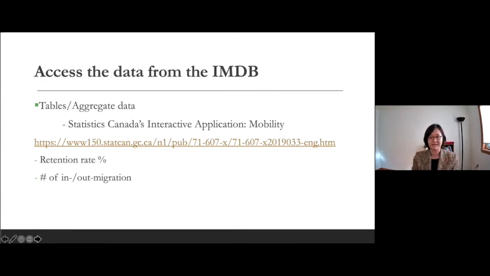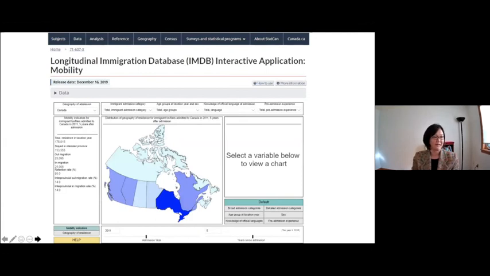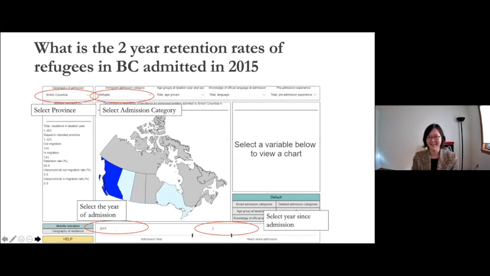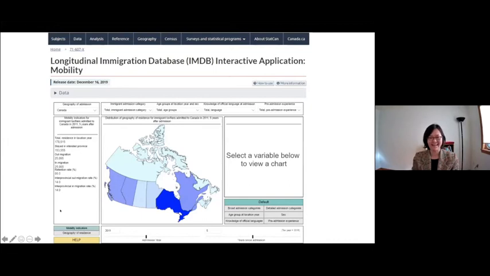So now when you click this link, next slide, this is the landing page. This is the interactive app for the Longitudinal Immigration Database mobility series provided by Statistics Canada. On the landing page, it shows first the number of the immigrant tax filers in Canada. The default is set at the landing year of the 2011 cohort, and the default is set at 5 years since landing. Now, if we want to specify a more granular group of individuals to look at the retention and mobility information, we can customize.